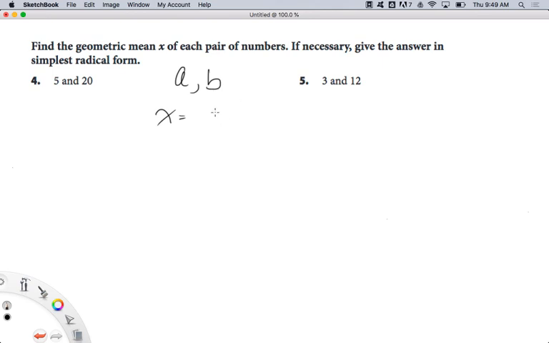Over B. No. No. Oh, I forgot to do this. I wasn't here for this lesson. Square root of A and B. Plus B. Oh. A times B. Find the geometric mean for the numbers in 4 and in 5. Go ahead. Do it now. Geometric mean is the square root of the product.